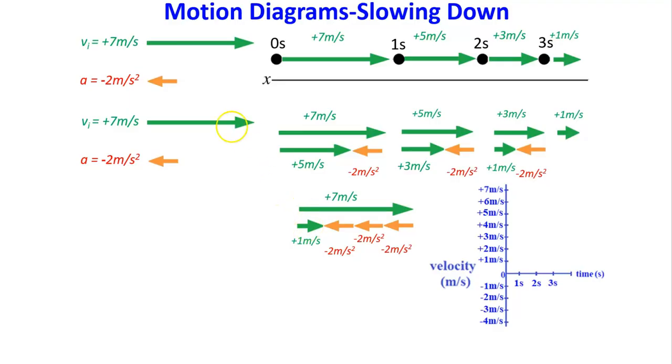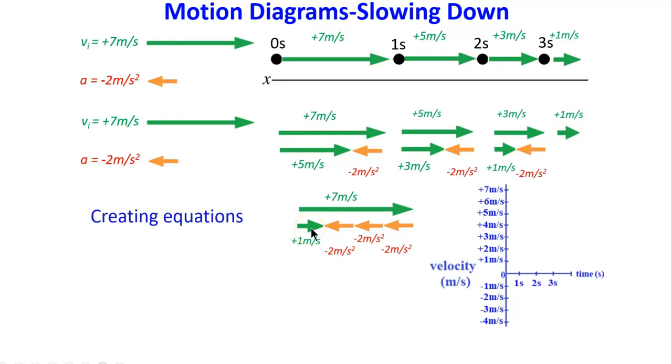Okay, so you're moving to the right at positive 7 meters per second, but somebody's pushing you left 1, 2, 3 times at negative 2 meters per second for every 1 second. So that would be 3 of those. So that would be a total of negative 6. So your final velocity is positive 1.